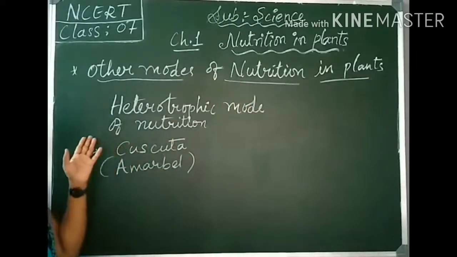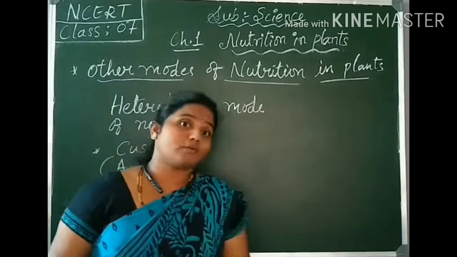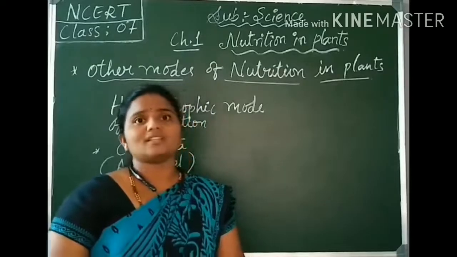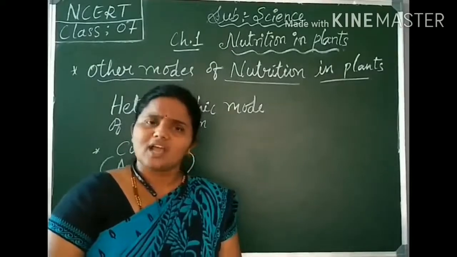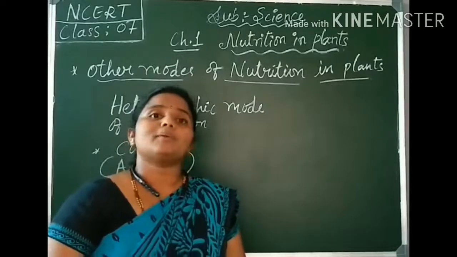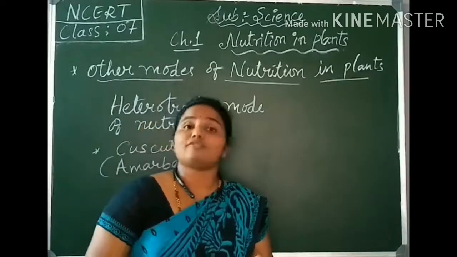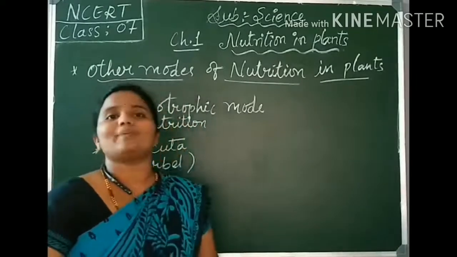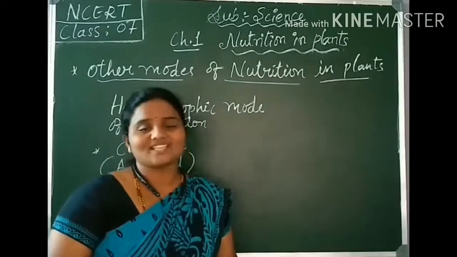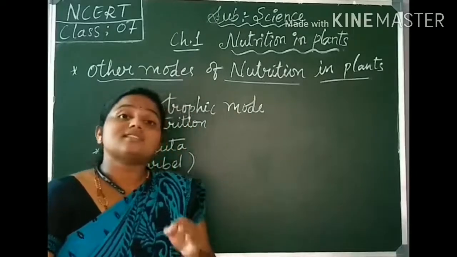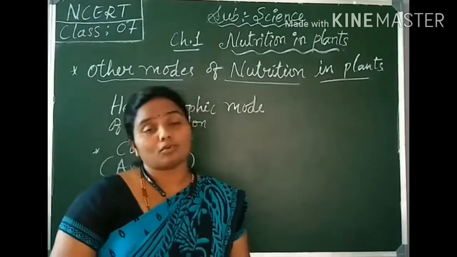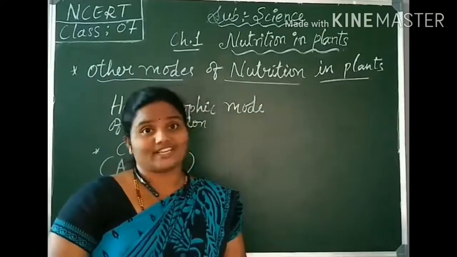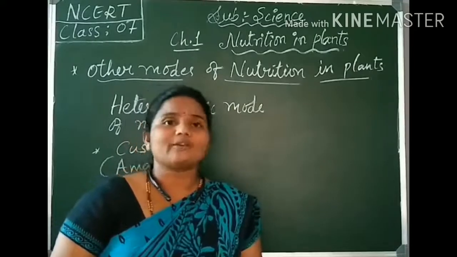Certain plants do not contain chlorophyll. What does it mean, children? If the plants don't contain chlorophyll, they are not able to carry out photosynthesis. If photosynthesis is not carried out, what happens? Food is not prepared by the plants. Then how are they going to survive? That is our question.